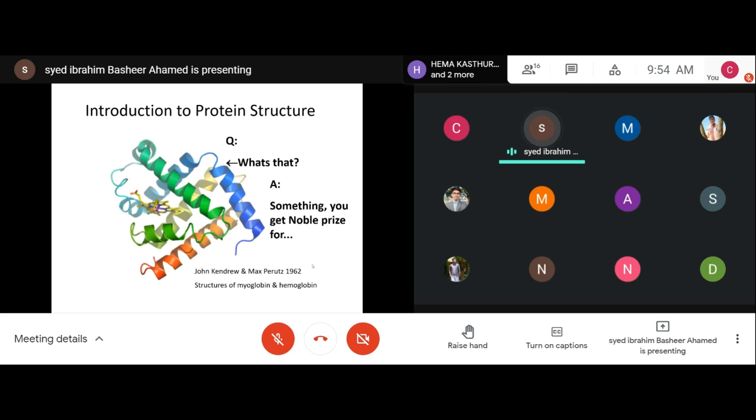So nowadays, if you see, almost every year some Nobel laureate will be coming from structural biology. All right.